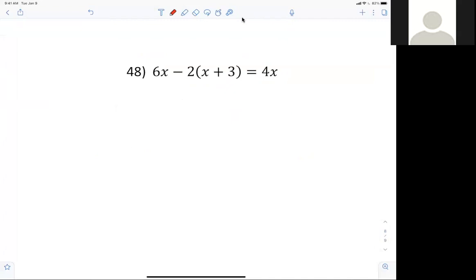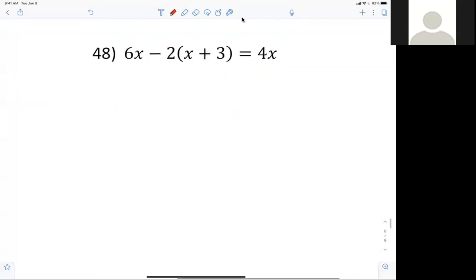Okay, I'll let you do this one. I get the next one. All right, Ally, go. And what do I get? Negative 2x minus 6. And then you could do 4x minus 6.